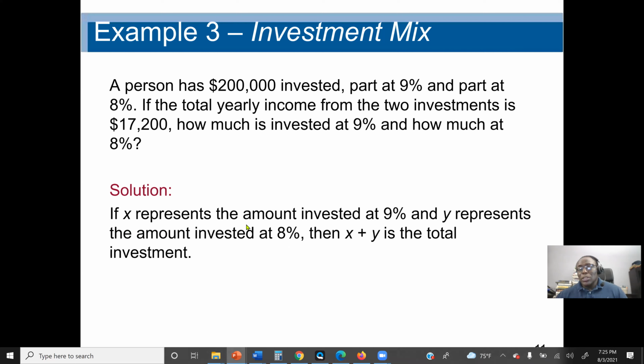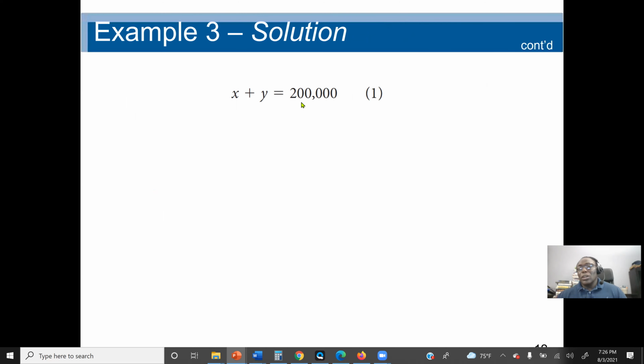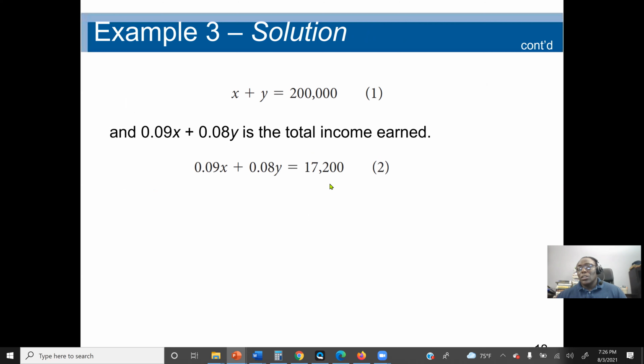So first we say let X represent the amount invested at 9% and Y represent the amount invested at 8%. Then X plus Y is the total investment. So the total investment will be X plus Y equal to 200,000. Then 0.09X plus 0.08Y equal to 17,200. That's the interest we get for the year. So we get X plus Y equal to 200,000, then 0.09X plus 0.08Y equal to 17,200, which gives us the second equation.